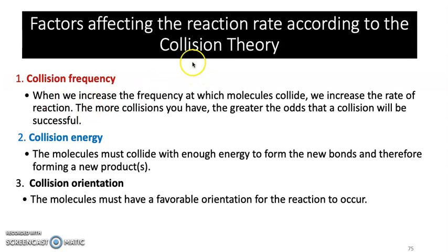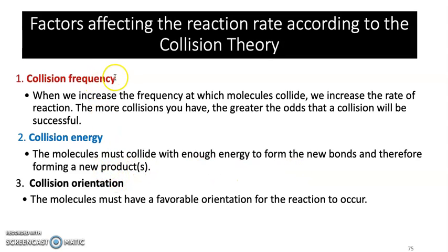There are three factors that can affect the reaction rate according to the collision theory. The first factor is frequency. When we increase the frequency at which the molecules collide, we increase the rate of the reaction. The more collisions the molecules have, the greater the odds that a collision will be successful, and therefore the more chance the product can be formed. The second factor is energy. The molecules must collide with enough energy to form the new bonds. If the energy is too low, no new bonds are formed, and therefore no products are formed.